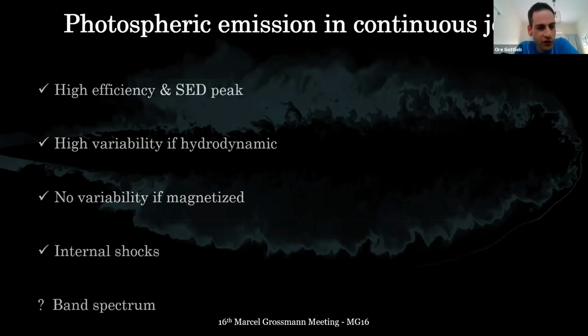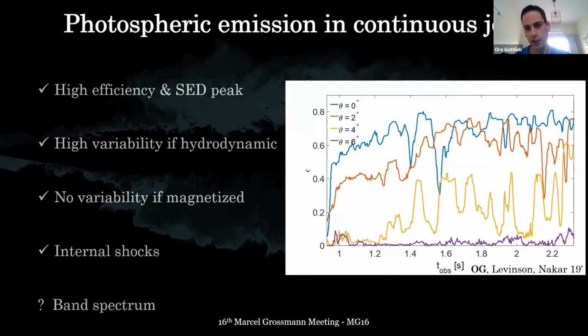We also get internal shocks, but they seem to be too weak to broaden the spectrum to this broken power law function. But this is again something that requires full calculations that maybe Hirotaka and Tyler will discuss. And this is the light curve that we calculate by post-processing the simulation. You can see that we see both high variability and high efficiency, at least on axis. As we go already to 6 degrees off of the axis, the efficiency drops substantially, and it's inconsistent with observations.